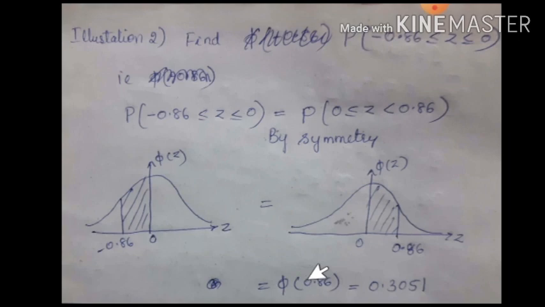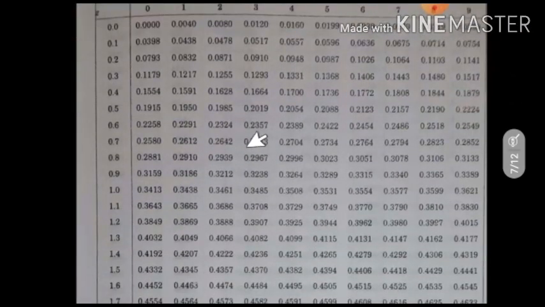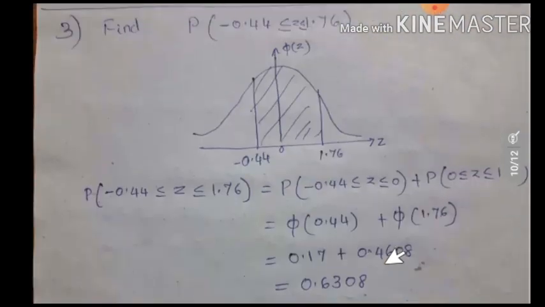Again go to the normal distribution table, the 0.86 value we need to find. See, observe that column-wise it starts from 0, 1, 2, 3, 5, 6. 0.86, this is the value, correct? 0.3051. Let us check. 0.3051. So you need to know how to mark the area and how to find the value using the table.